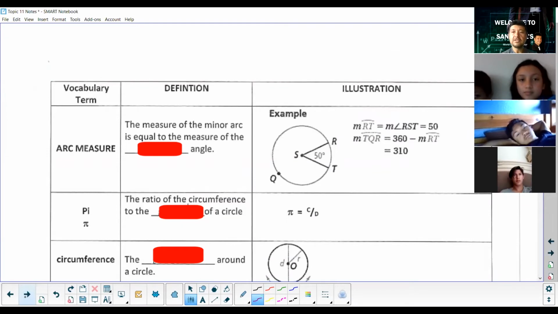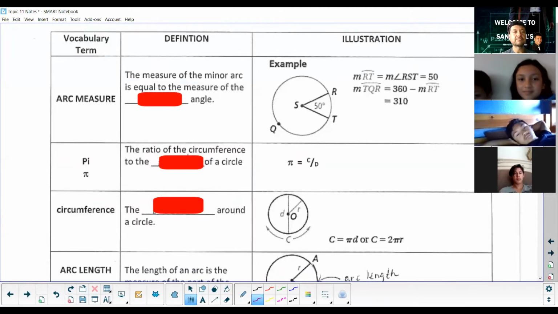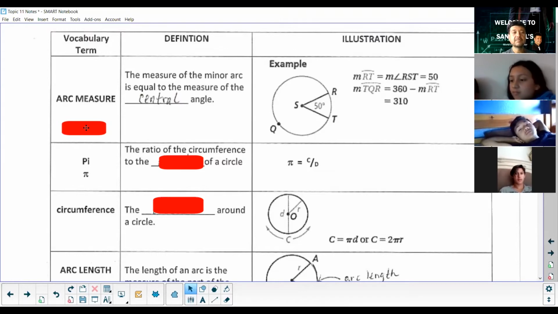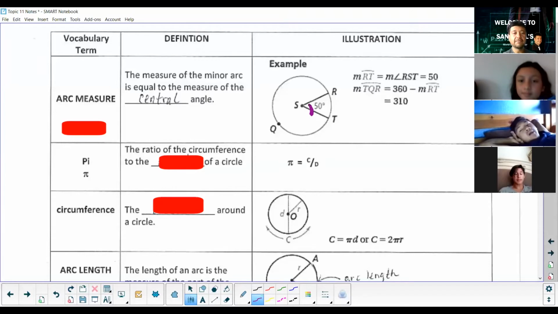Marcus, read the next vocabulary term. Arc measure. The measure of the minor arc is equal to the measure of the central angle. Yeah, so basically, the measure of the minor arc is equal to the measure of the central angle. So you know how we talked about that this is a central angle? You know how we spoke that this 50 degrees right here, from side to side, that's a central angle, right?